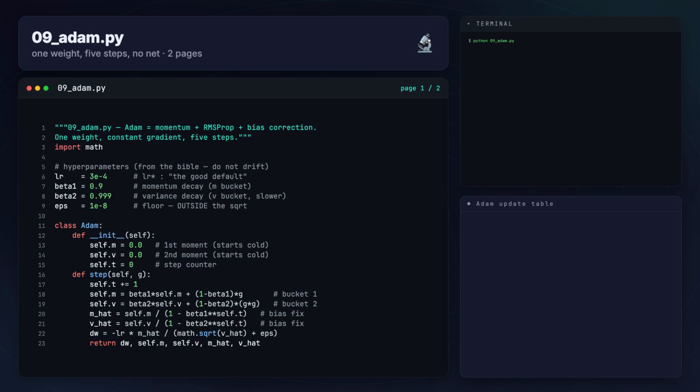Open 09_adam.py. It's one optimizer class and a 5-step loop on a single weight, so you can read every number in the table we just walked. No net, no batches, just G, the 2 buckets, the 2 corrections, and the step. The whole point is that the figure is this file's actual printed output.